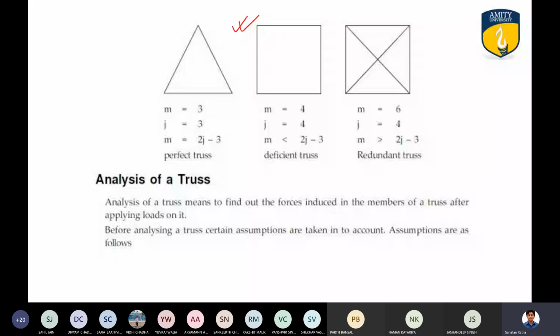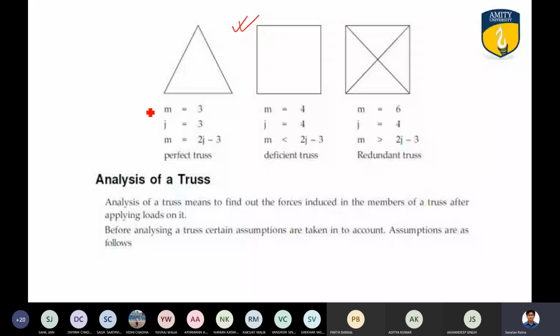Please calculate and tell me. Redundant. Sorry, deficient. Let everyone calculate. What about others? Sir, deficient. Okay. Now let me also calculate.